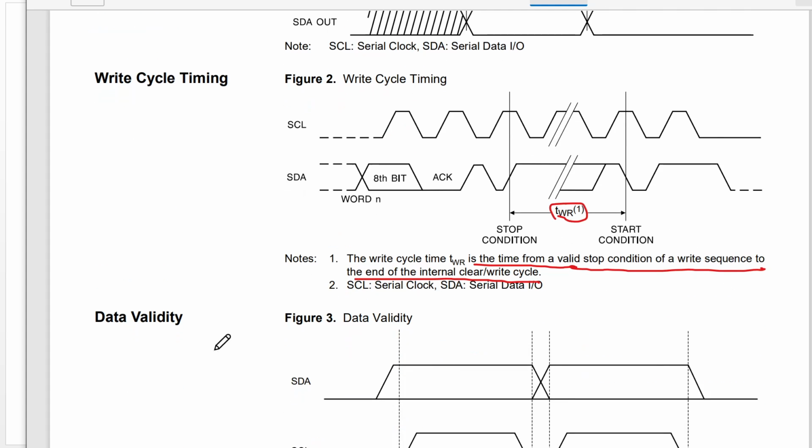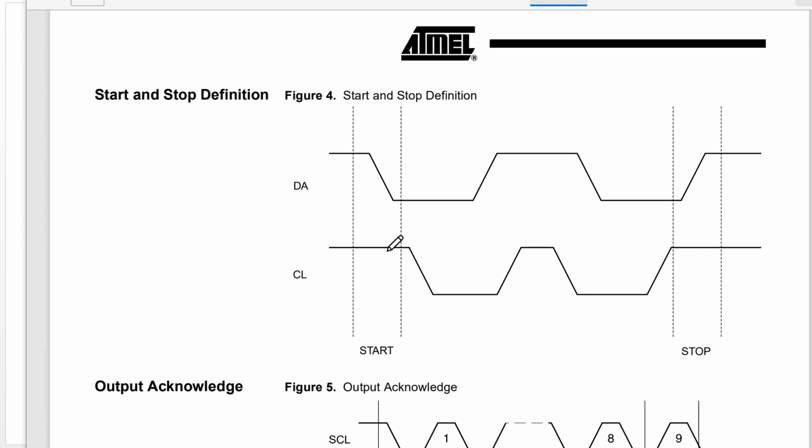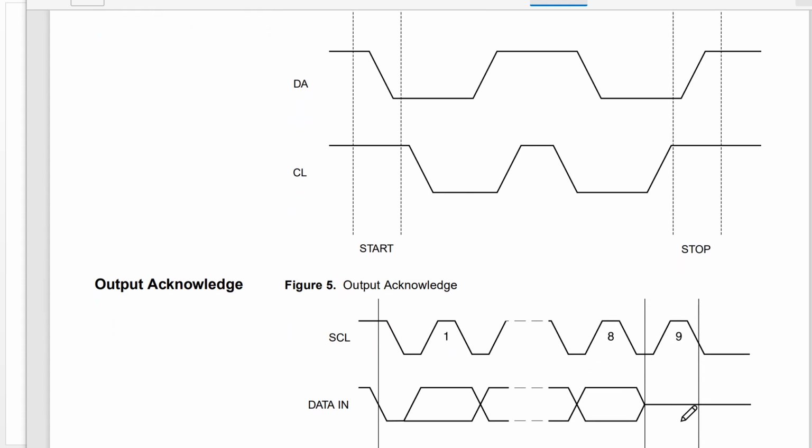This is data validity. We need to change the data in the middle of the low level of the clock, and keep the data stable at the high level. Next, this defines the start bit, stop bit, and acknowledge bit. It exactly matches the I2C protocol. We will discuss it later.